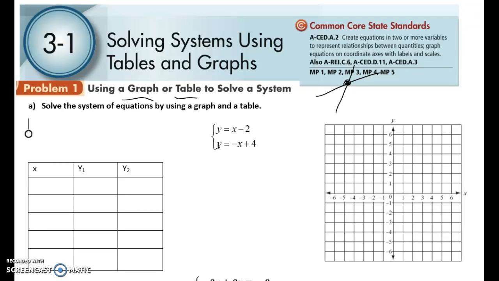First, there's a typo in the packet, so if you can, please change your second equation to what I have written here.